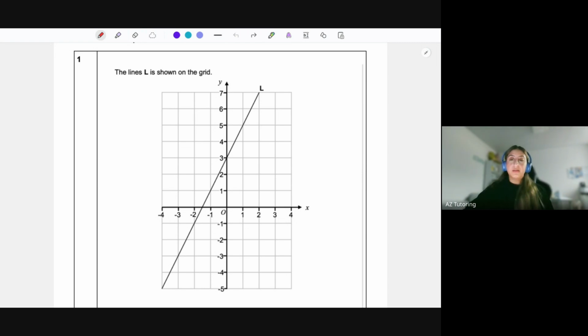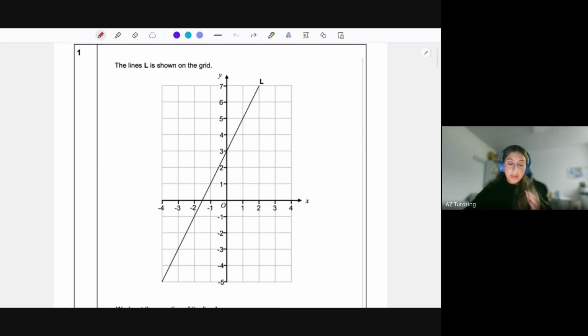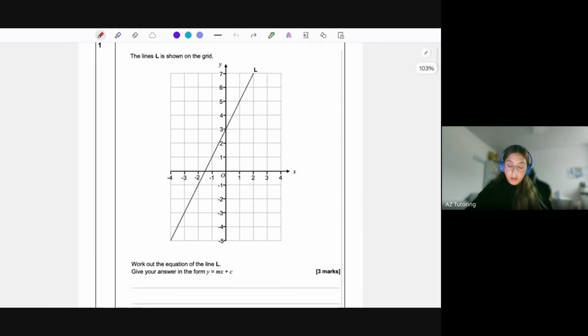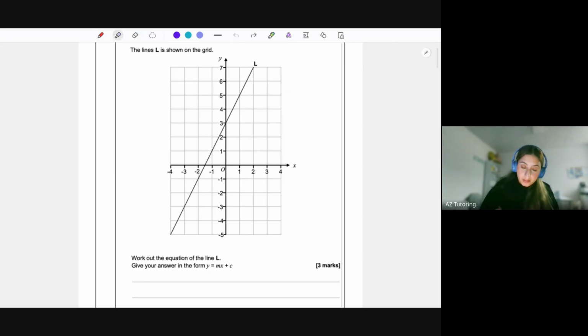There's about 10 questions and it's getting recorded anyway, so you can watch it later on if you do miss out on some stuff. Okay, so the first question says, the line L is shown on the grid. So we've got a graph. Work out the equation. So we're working out the equation of line L, give your answer in the form y equals mx plus c. So they've already given you what it needs to be in.